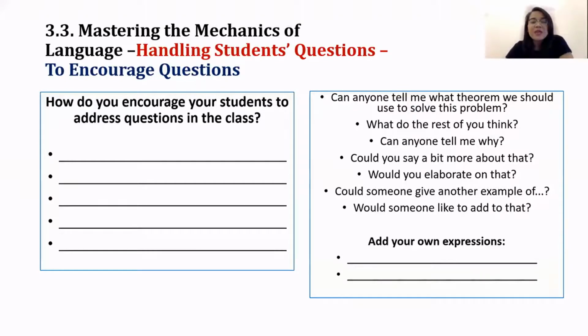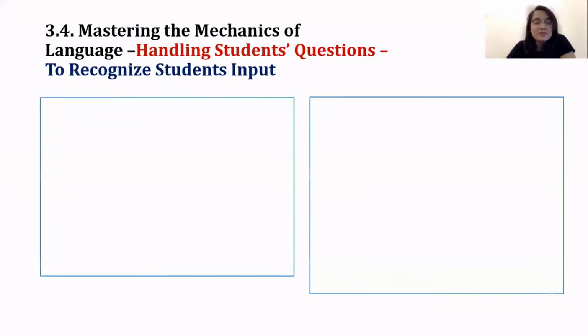Moving on, the next one, handling students' questions to recognize students' input. So often, the input given in the class is not only from teacher to students, but it can also be from the student to us teachers or teaching assistants, or TAs, right? And we need to recognize their input. Although they are students, although they have a lower education background or less experience than us, they can still provide beneficial input for us.